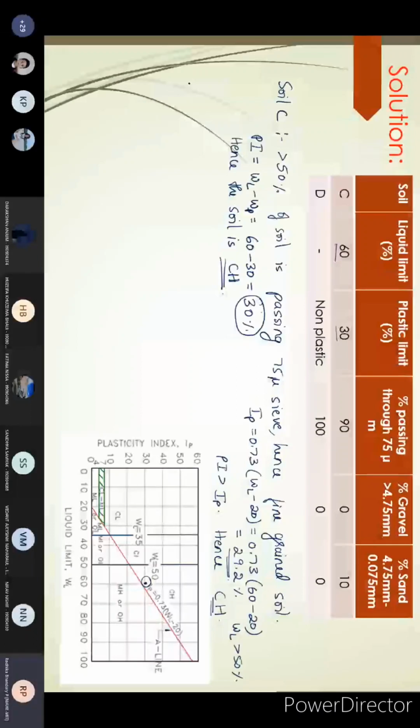Next we will go to soil D. You can see it is 100% passing 75 micron. So again it is a fine grained soil.